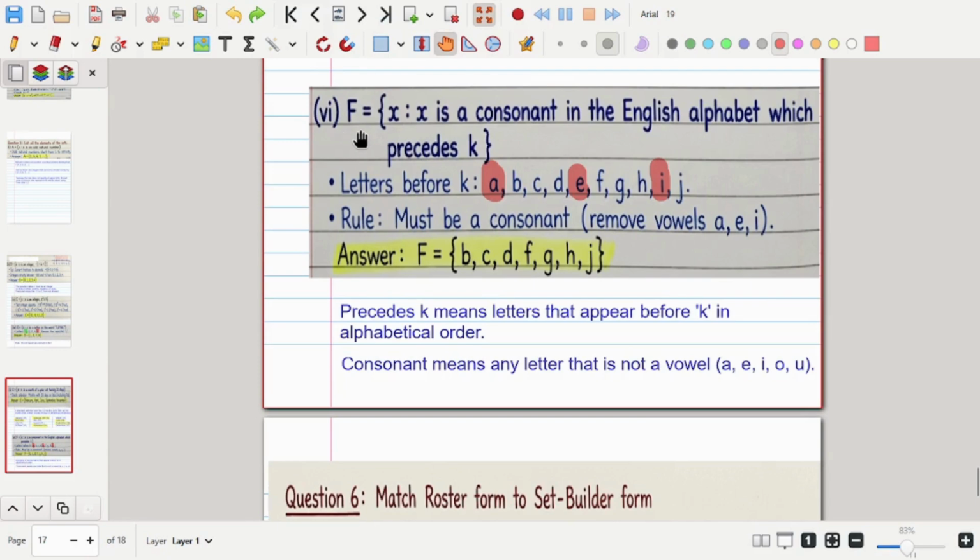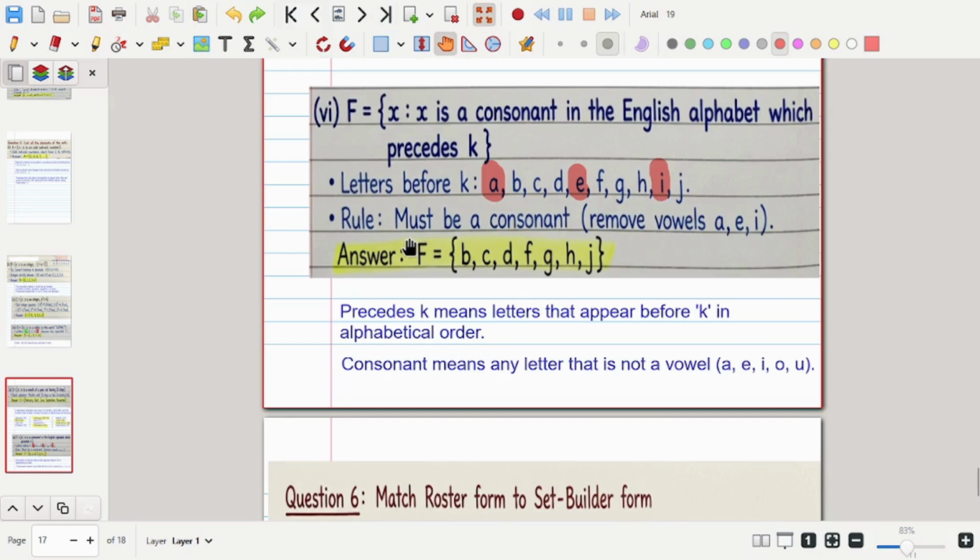6. F is a set of all x such that x is a consonant in the English alphabet which precedes the K. Consonant means any letter that is not a vowel. Vowels are A, E, I, O, U, and precede K means letters that appear before the K in alphabetical order. So write down the letters before K: A, B, C, D, E, F, G, H, I, J.